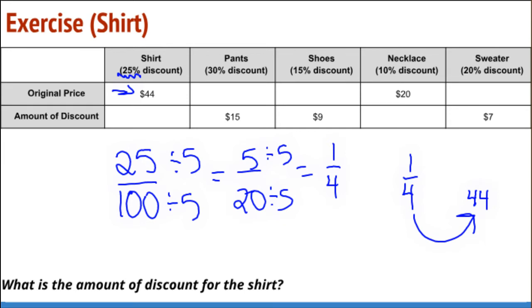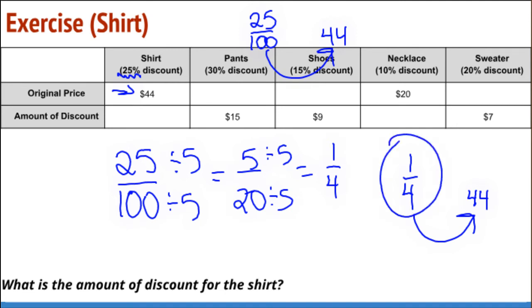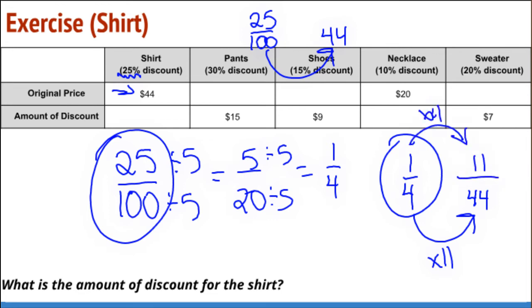Now that is doable. I couldn't really take the 25 hundredths and scale it easily down to 44. But I can take this 1/4 that the 25 hundredths is equal to, and I can say, hey, multiply times 11 and you have scaled up to 44. So multiply times 11 and I find out that the discount is $11.